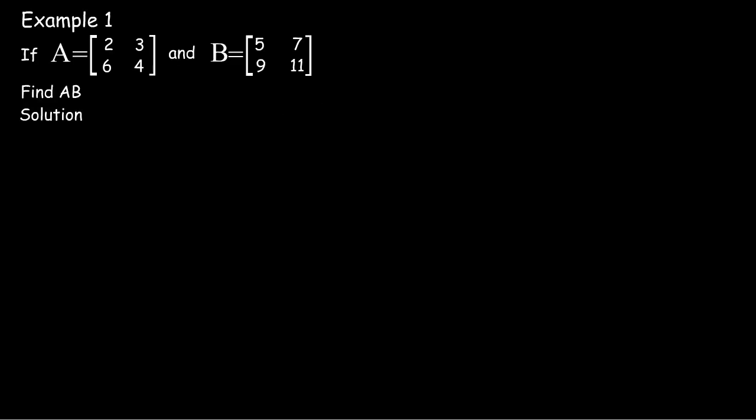In our very first example, it states that if A is equal to 2, 3, 6, 4 and B is equal to 5, 7, 9, 11, find AB. That is, we are multiplying B by A.